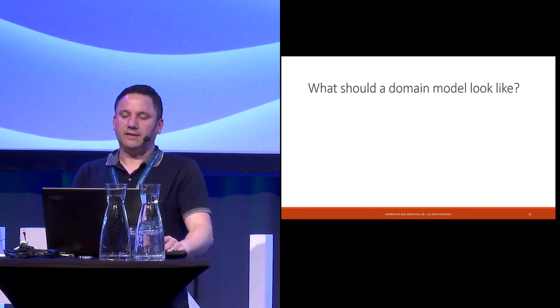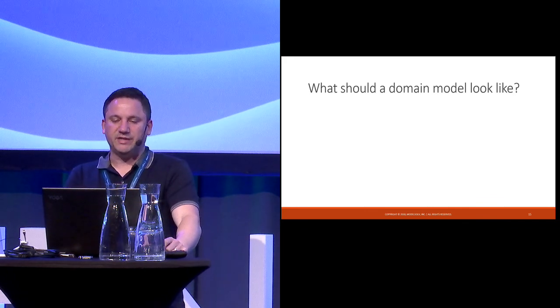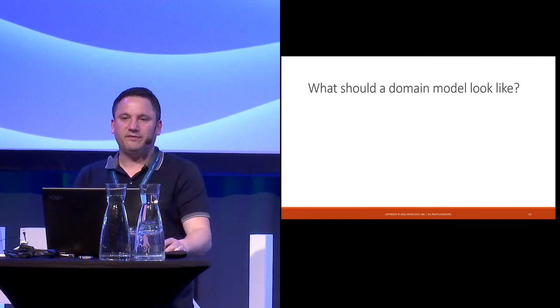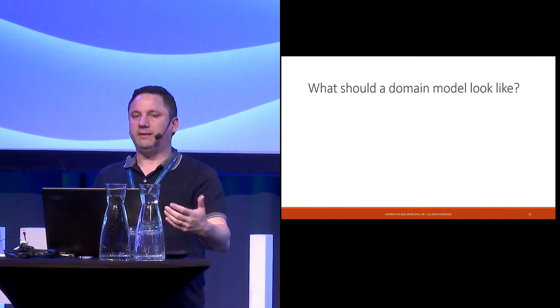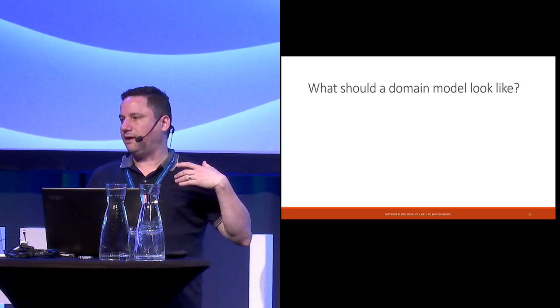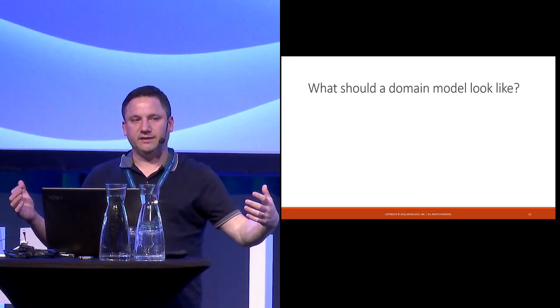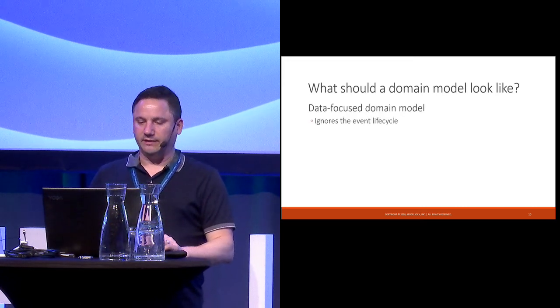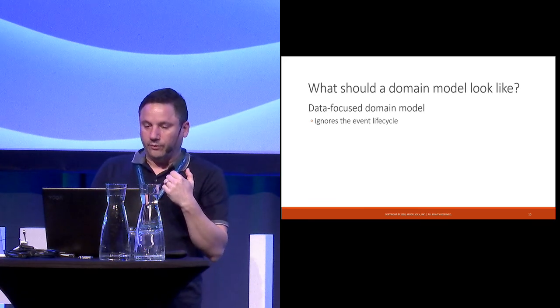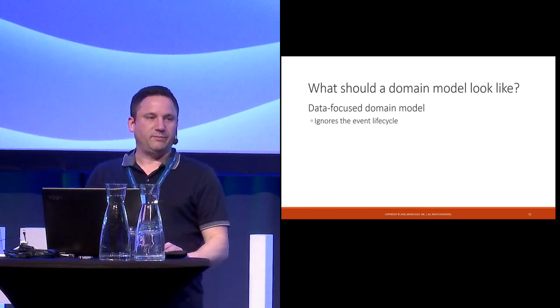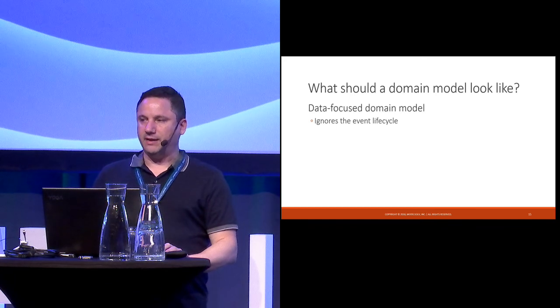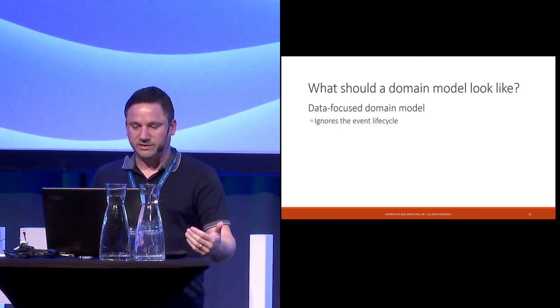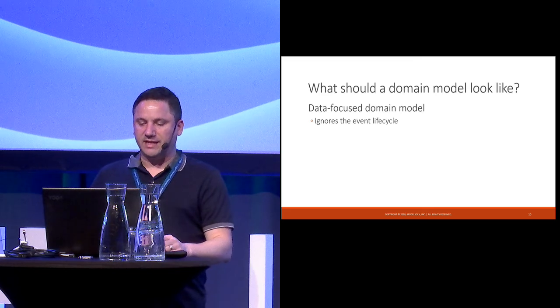So this gives rise to the question: what do we think of when we're trying to construct a domain model? What kind of information belongs in a domain model? If the goal is to describe the business context that we're building software for, what should it primarily be concerned with? Well, we can create data-focused domain models. Everybody's seen UML diagrams and other similar ways of describing a domain, but that tends to ignore the event lifecycle.